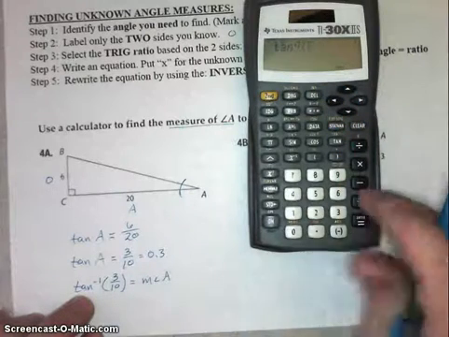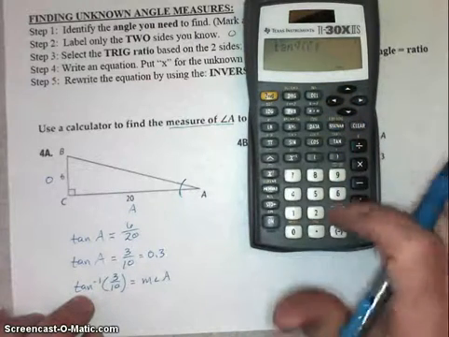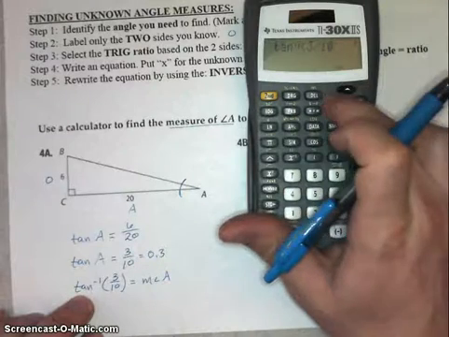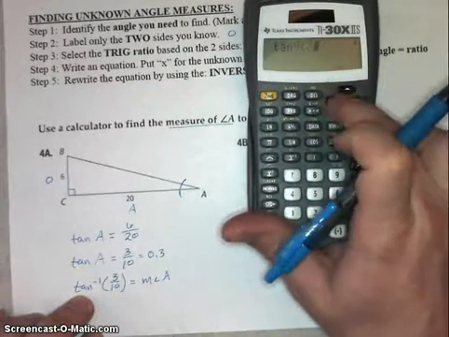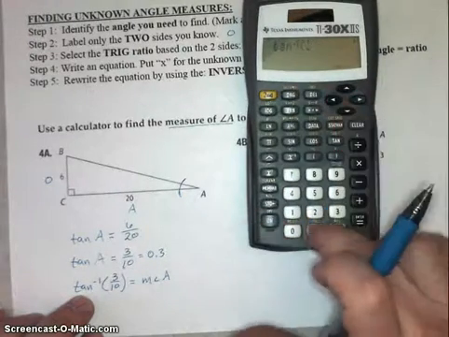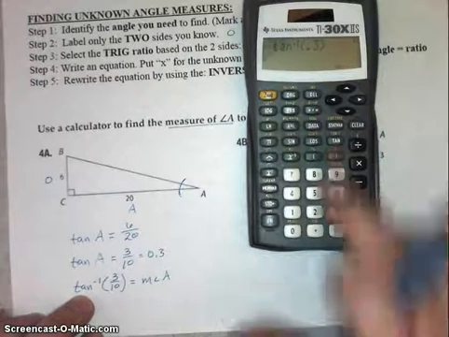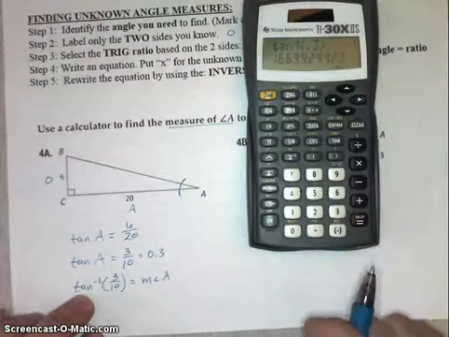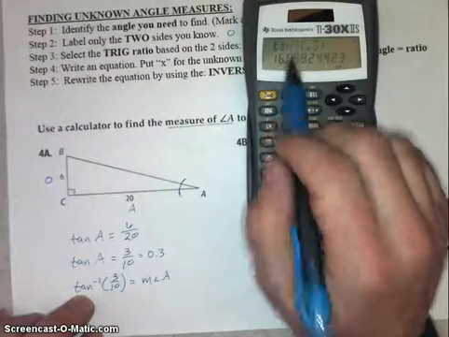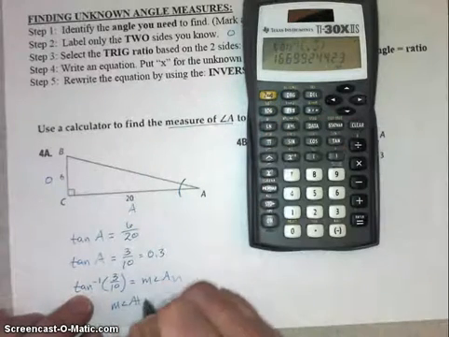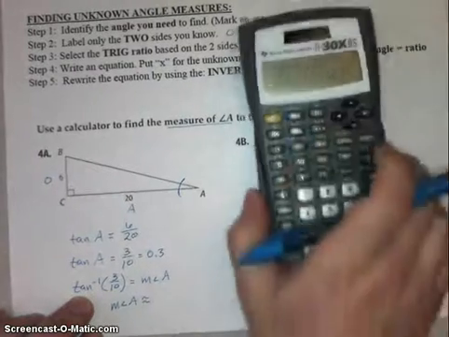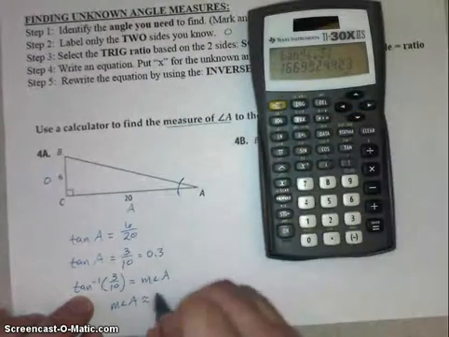And then I can put my 3 over 10 fraction. I can write it as 3 divided by 10, or I can do 0.3. Either way, they mean the same thing. 3 over 10 is the same as 0.3. Hit enter, and it gives me this, which is an angle measure. So the measure of angle A is approximately, we're rounding to the nearest tenth, 16.7 degrees.